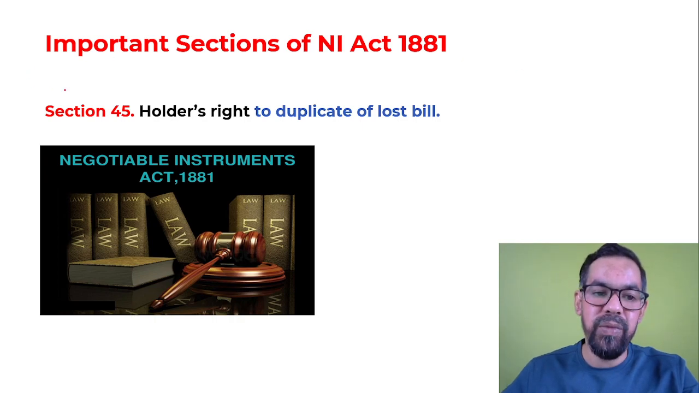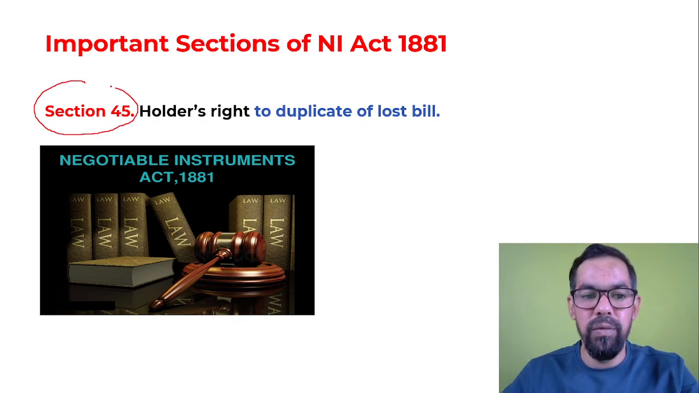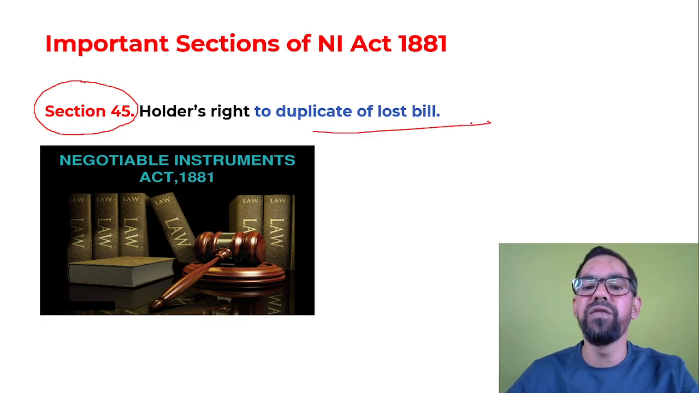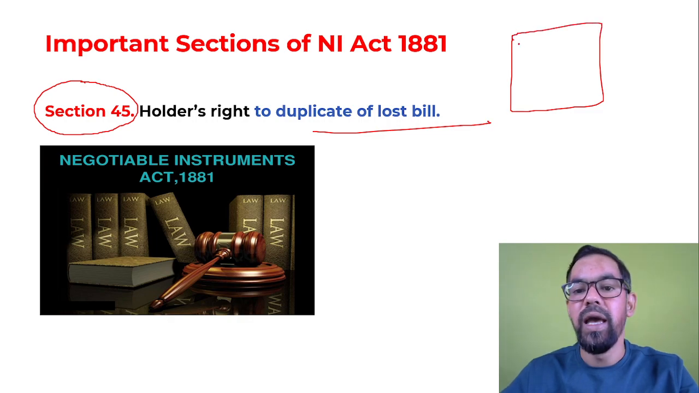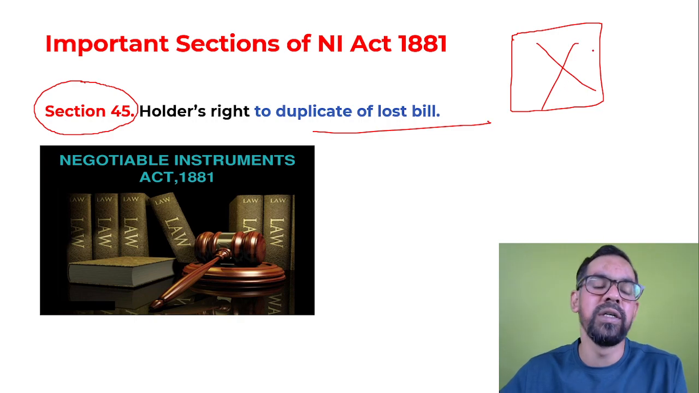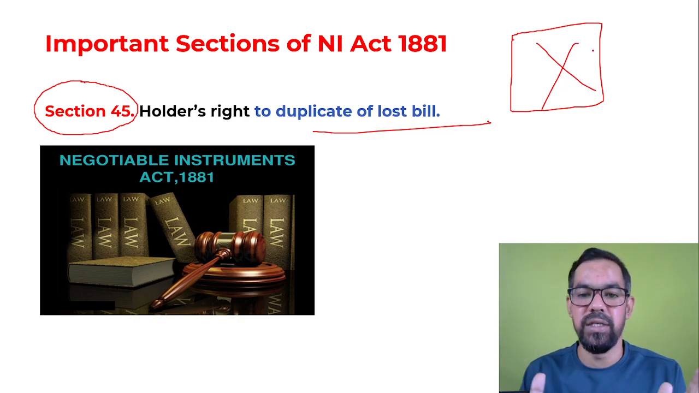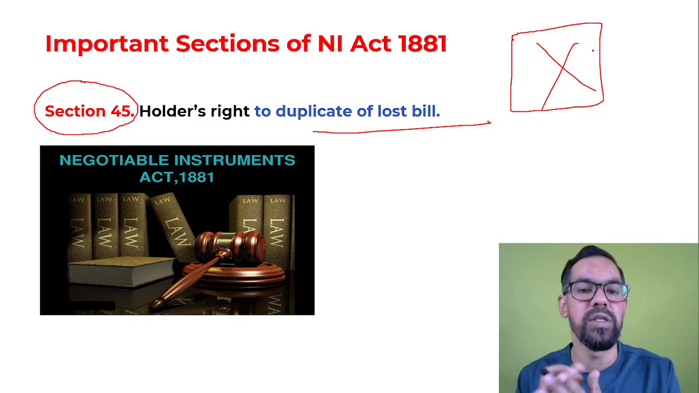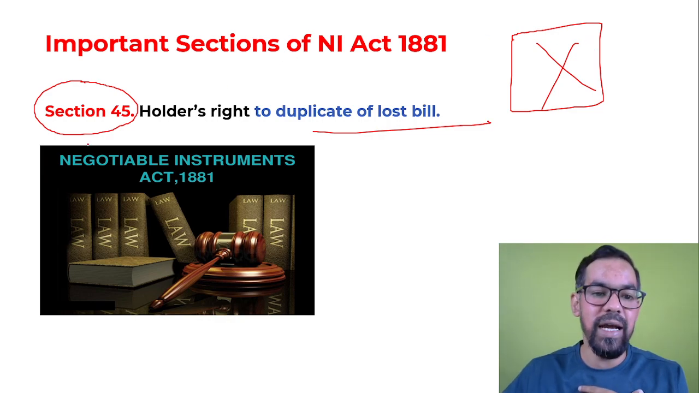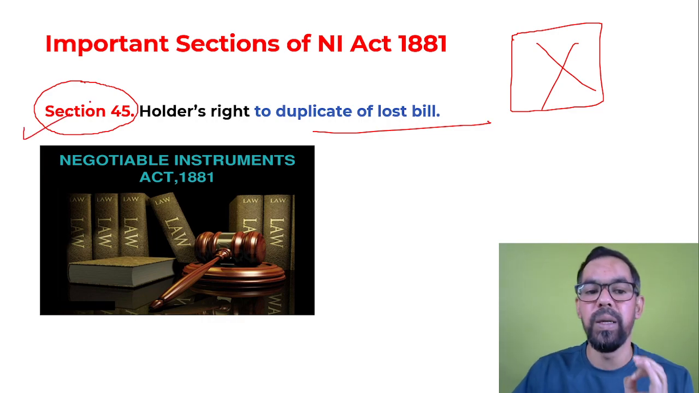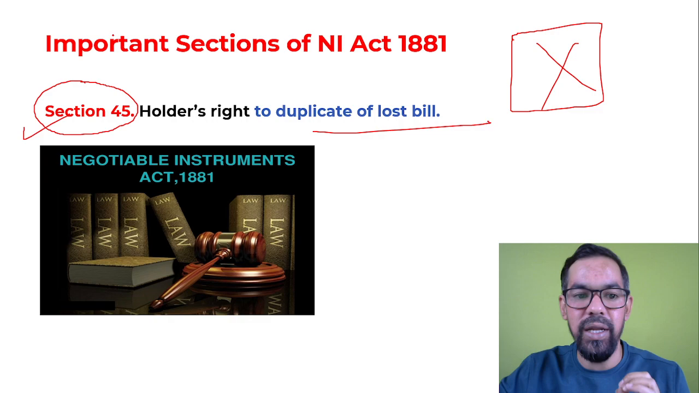Section 45. Now we'll talk about Section 45 of the Negotiable Instruments Act: the holder's right to a duplicate of a lost bill. Let's say a bill of exchange is issued and it is lost, or it got burned, or it got torn. In any case when the holder loses that bill, the right to obtain a duplicate is reserved under Section 45 of the Negotiable Instruments Act 1881.